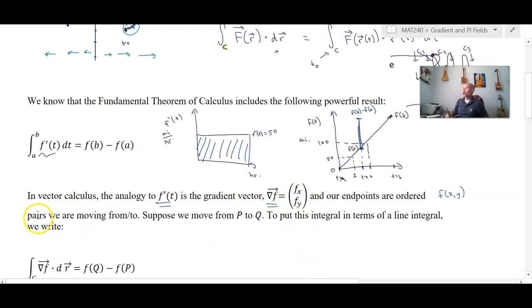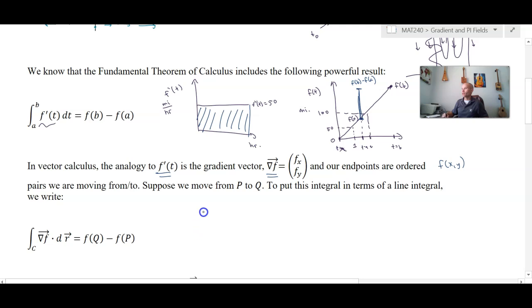And our endpoints are ordered pairs we are moving from and to. Let's say we move from a point P to a point Q. Okay, so we have some vector field, a gradient field, and maybe this gradient field looks like that. Just to kind of shake things up, we'll make them different lengths. And then we are moving from a point P here. P is just going to be some point, we'll call it x1, y1. And then we're moving maybe to a point Q that's over here. So there's our oriented curve. We're moving from point P to point Q. Q is just some other point x2, y2.